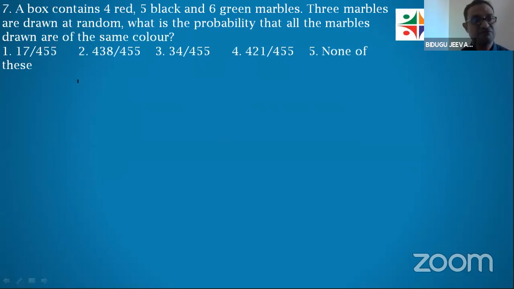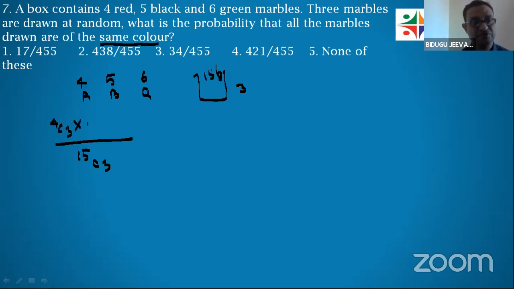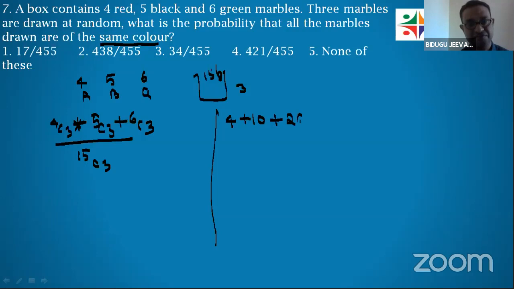See, 4 red balls, 5 black balls, 6 green balls. Out of these 15 balls, I have to take 3 balls. So my experiment is 15C3. The condition is drawn of the same color: 4C3 plus 5C3 plus 6C3. What I said in the beginning. So we need to calculate 4C3. I got 4. 5C3, I got 10. Plus 6C3, I got 20.